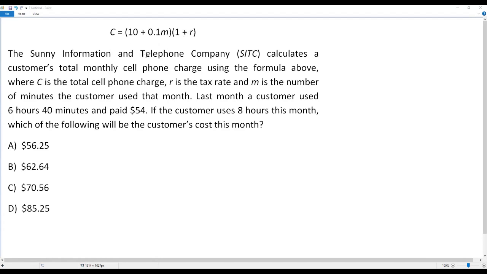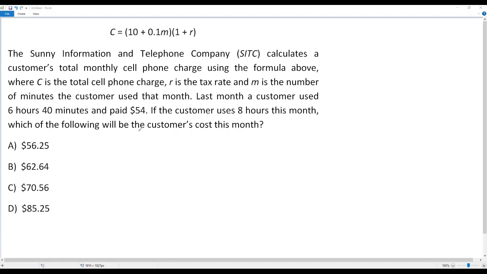The Sunny Information and Telephone Company calculates a customer's total monthly cell phone charge using the formula above, where C is the total cell phone charge, R is the tax rate, and M is the number of minutes a customer uses that month. Last month, a customer used 6 hours 40 minutes and paid $54. If the customer uses 8 hours this month, which of the following will be the customer's cost this month?